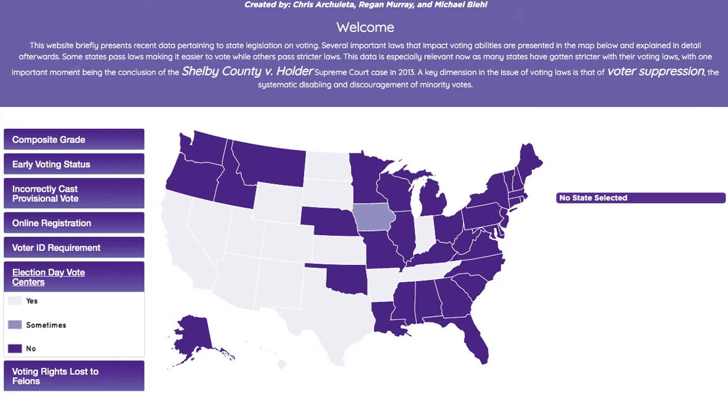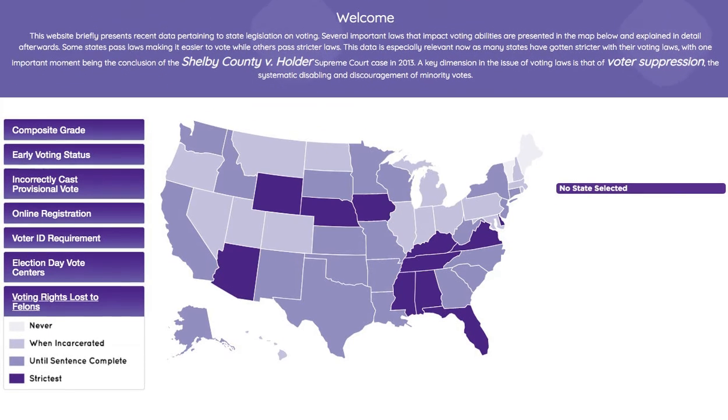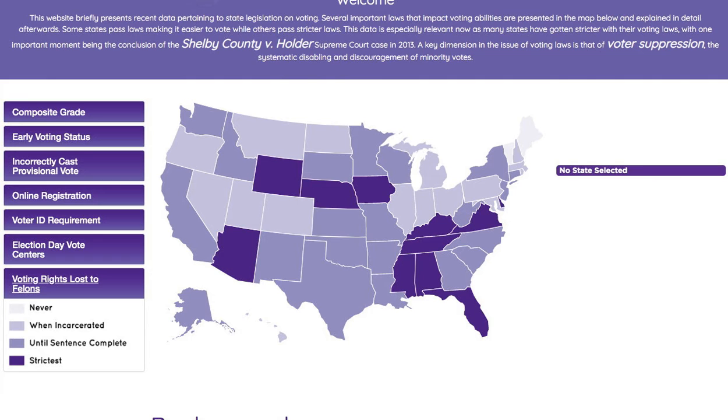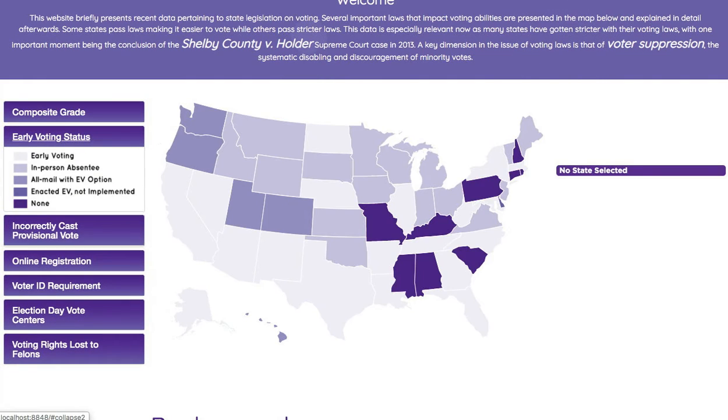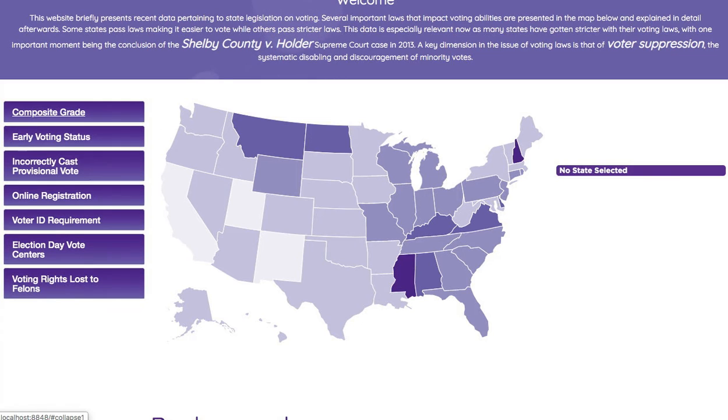I'll just click through these other law types to see if they might be affecting why Wisconsin's grade is so low. But now that I understand maybe why Wisconsin has a C, I want to learn a little bit more about these different types of laws.